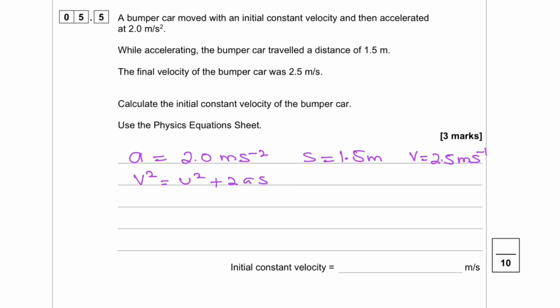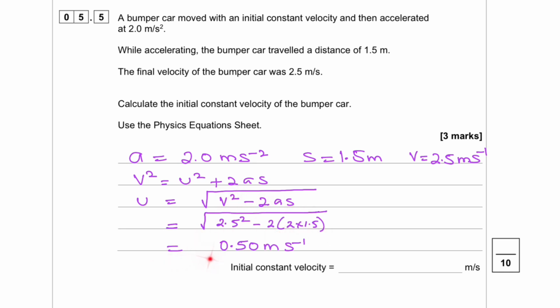Making u the subject, we get u equals the square root of v squared minus 2as. Plugging in the values, we get u to be 0.5 meters per second. u is 0.50 meters per second.